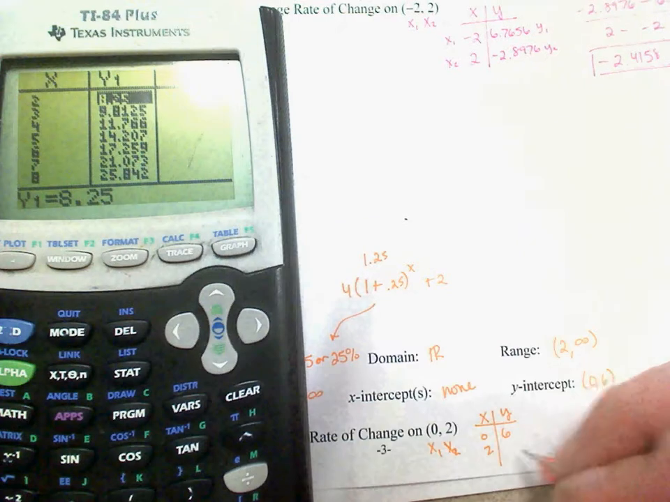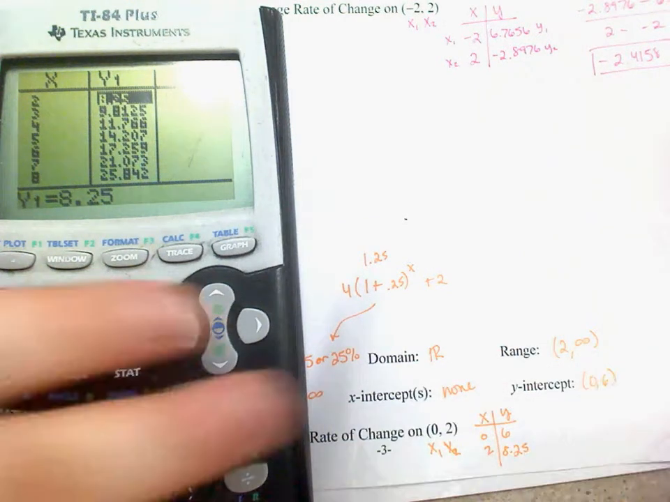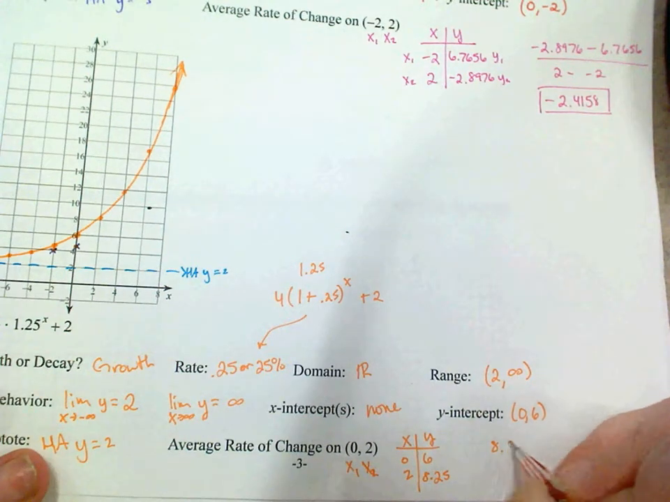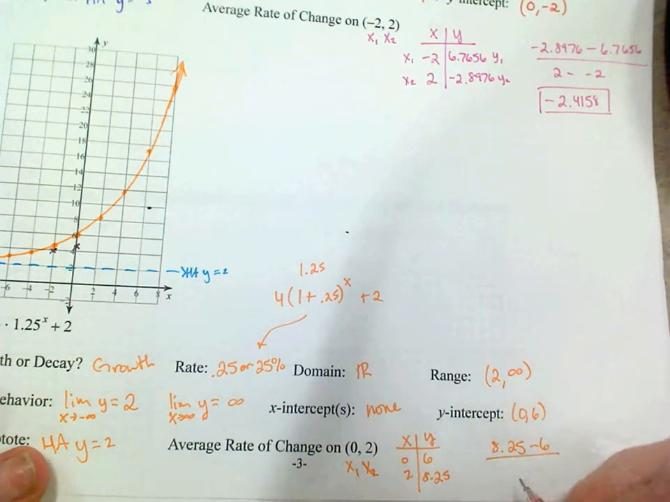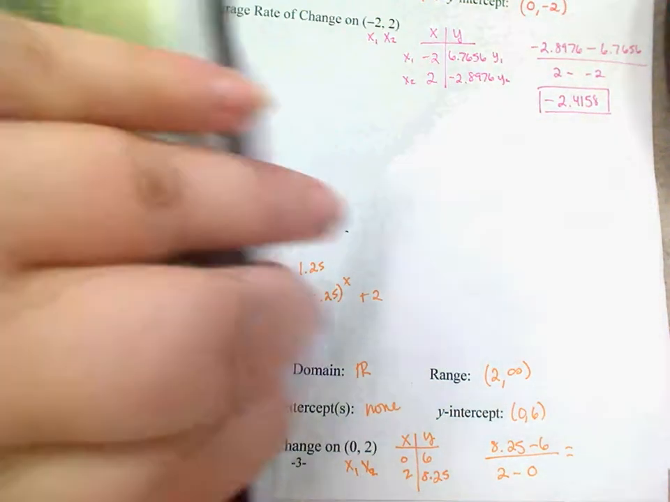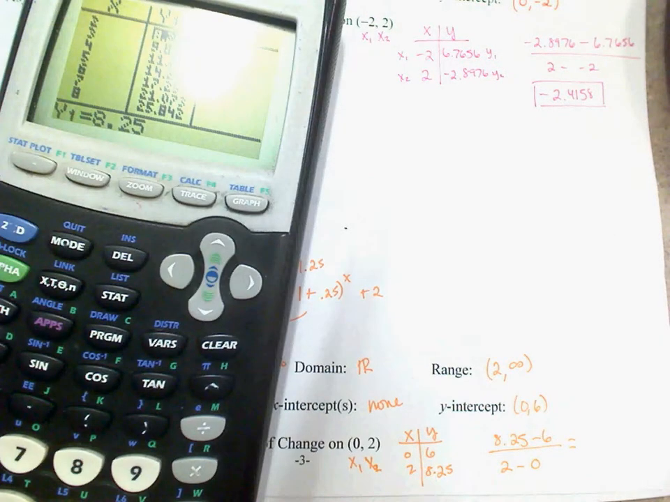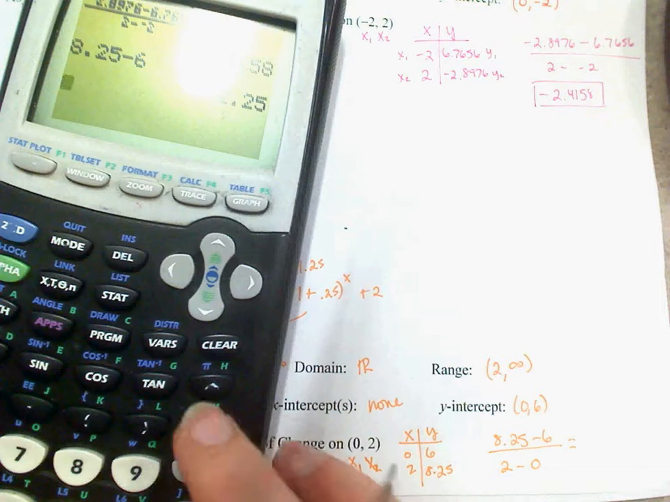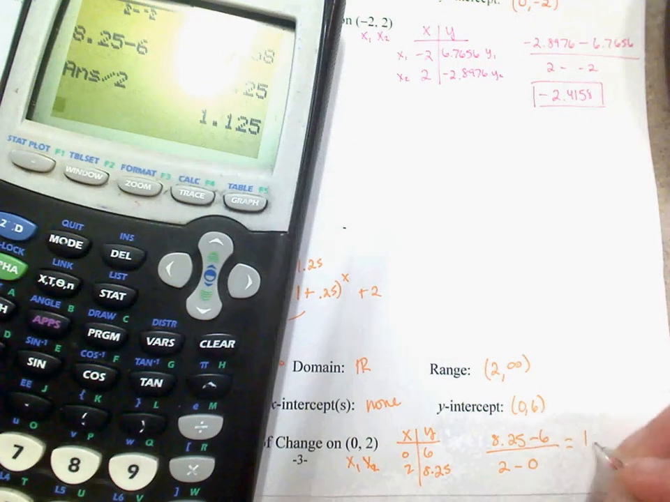So the average rate of change is y2 minus y1 over x2 minus x1. So that is 2.25 divided by 2, so 1.125. 8.25 minus 6 divided by 2 is 1.125, and that is my average rate of change. And that is page 3.